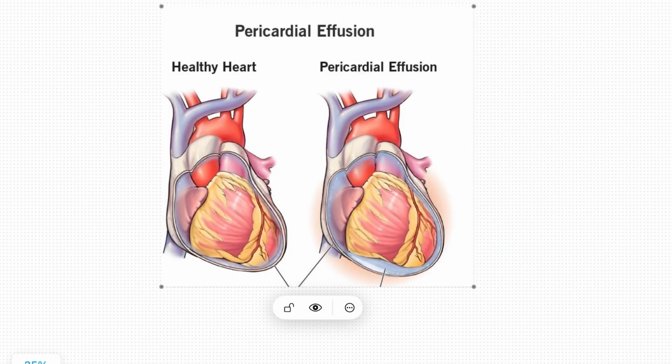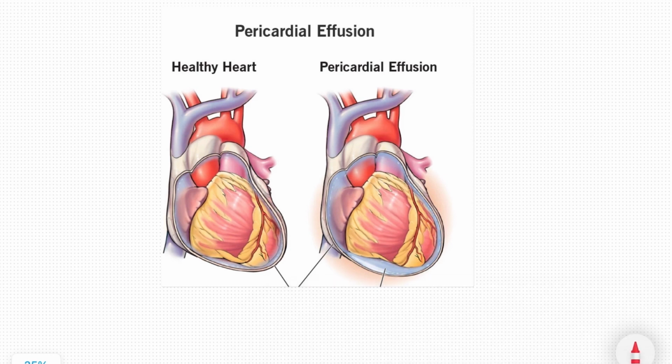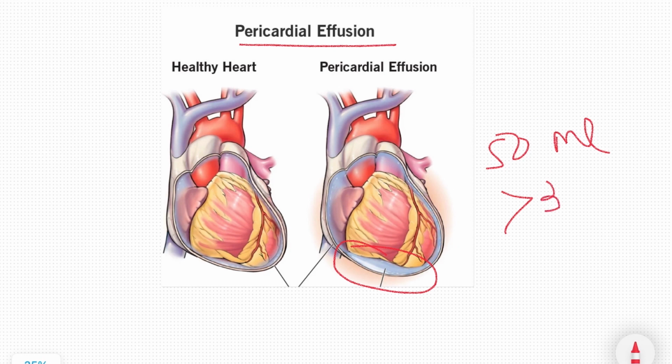Now, applied anatomy related to the pericardium. The inflammation of the pericardium is known as pericarditis, and when an excess amount of fluid is collected within the pericardial sac, it is known as pericardial effusion. Generally 50 ml of fluid is present in the pericardial cavity, and maximally it can accommodate 300 ml of fluid within this sac.